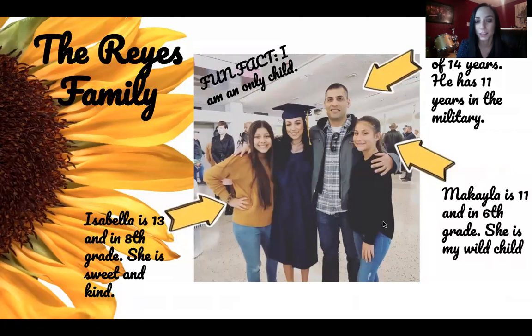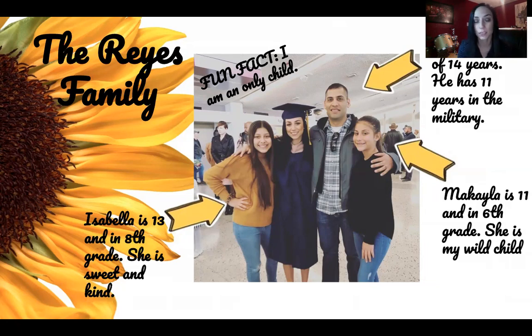This is Michaela. She is 11 and she just started middle school. She's in 6th grade and she is my wild child. She makes me a better mom every day. And this is my husband of 14 years and he has been in the military for 11. He just got back from deployment a couple months ago, so we're enjoying his time home. And we love it here in Texas and we hope to never leave.